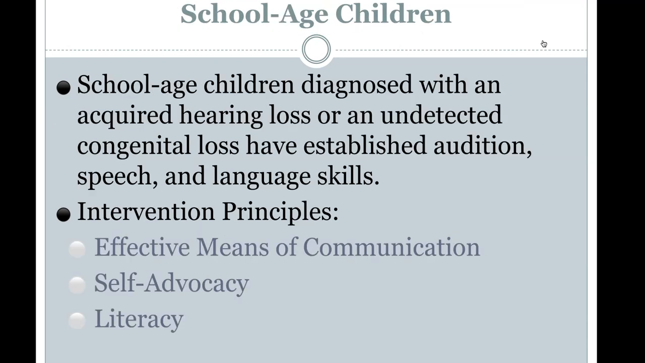School-age children. School-age children diagnosed with an acquired hearing loss or an undetected congenital loss have established audition, speech, and language skills. So these kids already have some speech and language skills going on. Intervention principles for them will be an effective means of communication, right? So will that be speech? Will that be sign language? How are they going to communicate most effectively?